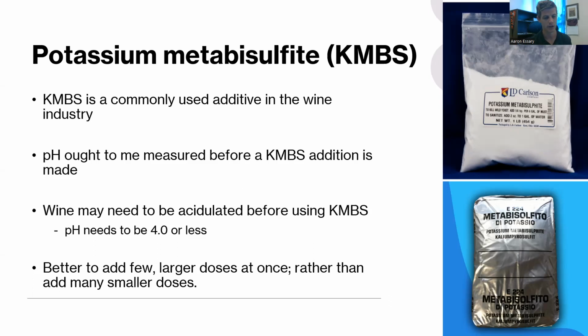That's just because of a binding effect. It's better to make like a 60 ppm addition, maybe a few times a year, rather than to make many 10 ppm additions. I do not recommend making a 10 ppm addition every week. Just make a 60 ppm addition every 2 months or so. I'm not saying add 60 ppm every 2 months. I'm just saying it's better to make larger additions than smaller ones.